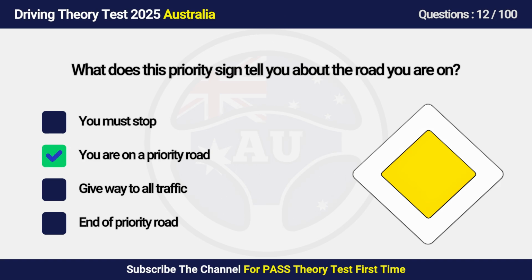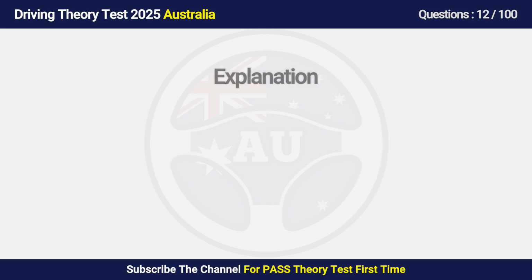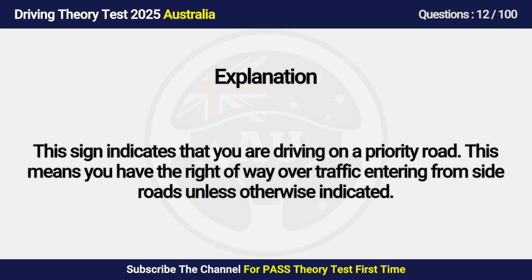Answer is B. You are on a priority road. This sign indicates that you are driving on a priority road. This means you have the right of way over traffic entering from side roads unless otherwise indicated.